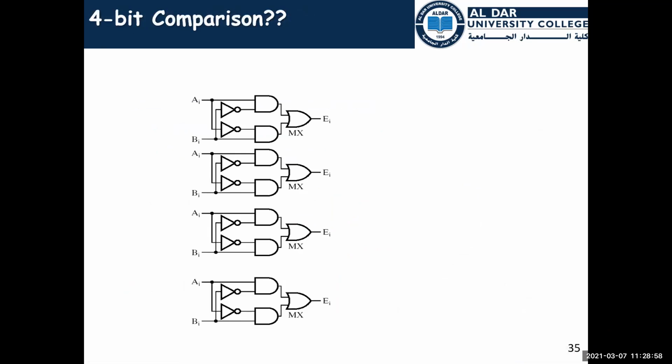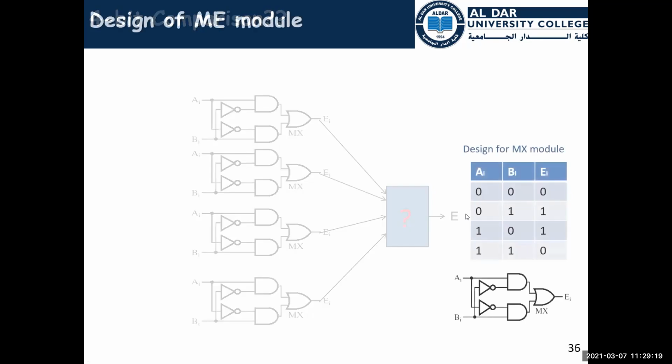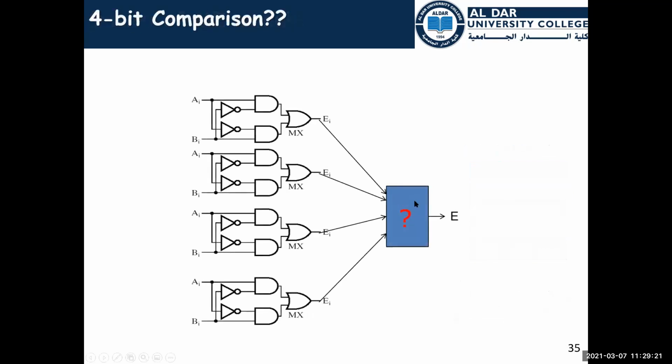This is easy. It's like if you have a function and you call this function 4 times, that's easy. Then we have another circuit that will take the output from the 4 circuits to make a decision about the variable. If it is equal, it will be 1. If it is not equal, it will be 0. How should we design this circuit? Now we finish the 4 MXs and then we design the ME.